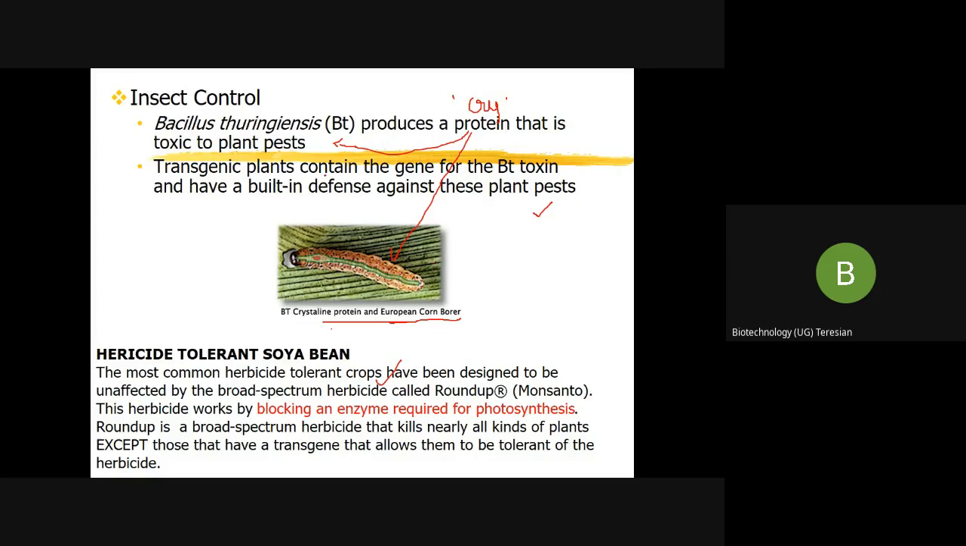So, transgenic plants containing the gene for Bt toxin have been built as a defense against these pests. That means what the scientists have done is, they have isolated this protein and then they have transferred the gene into your corn plant. Now what is happening? All your corn plant is containing the cry protein gene. From where? From the Bacillus thuringiensis.